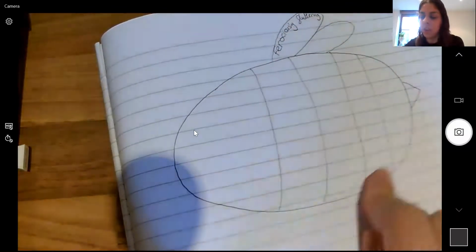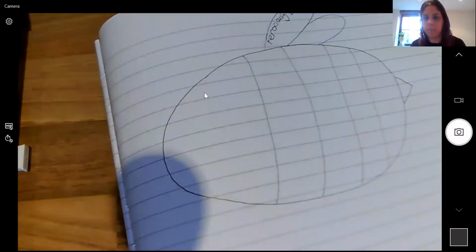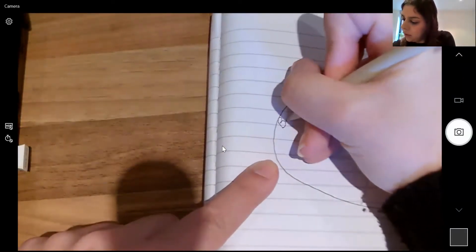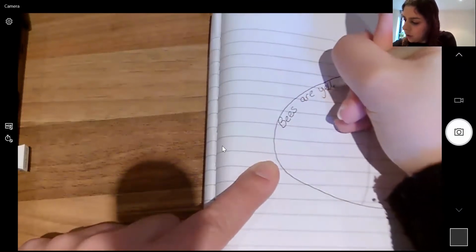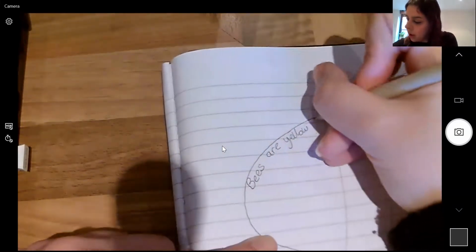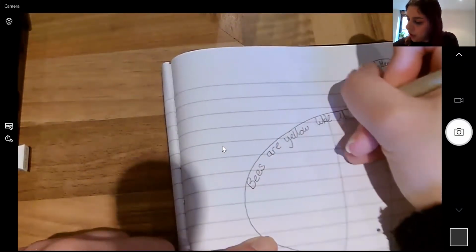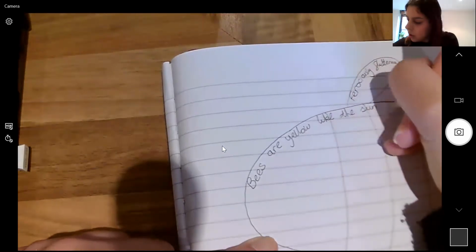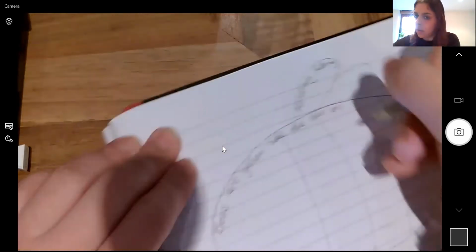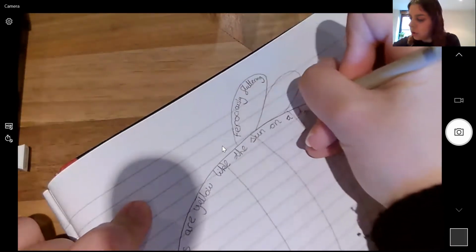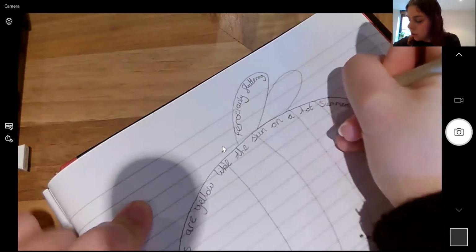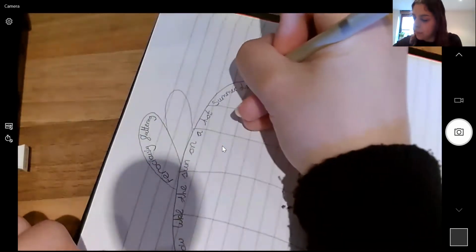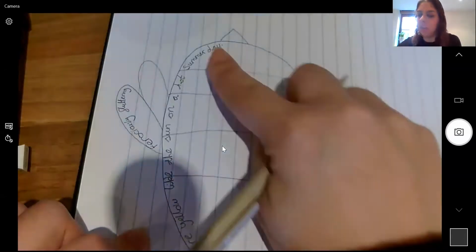So then eventually you can have it all written out in your poem. So I might start here and I might say, bees are yellow like the sun on a hot summer's day. And then you can carry on and you can carry on going all the way around.